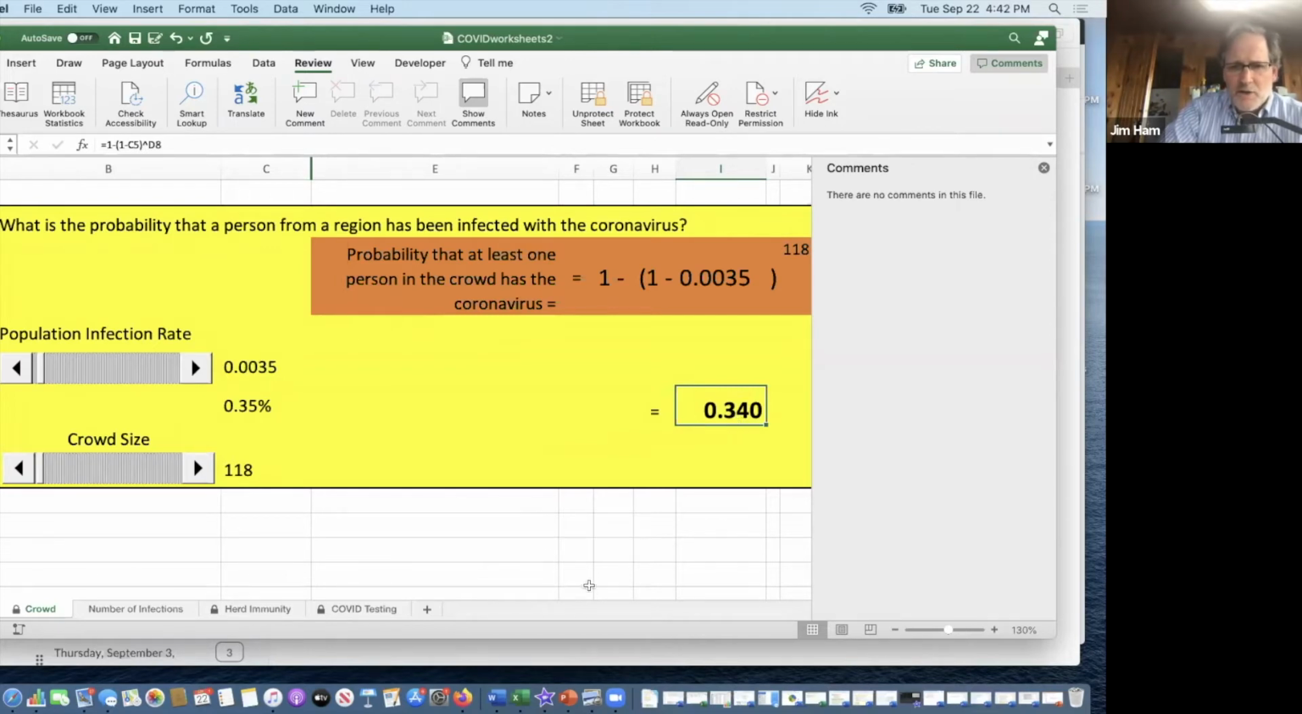So let me go to, let's see if I can find it here. I'm going to bring up this document here.